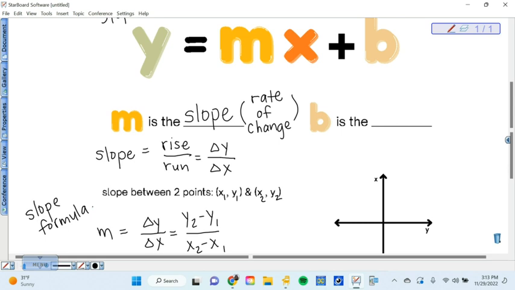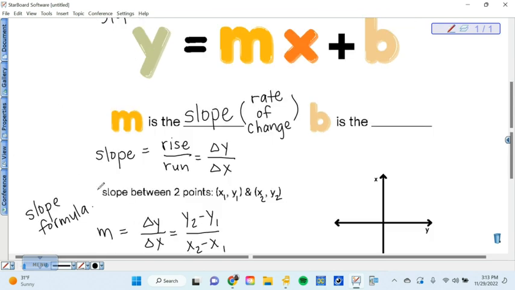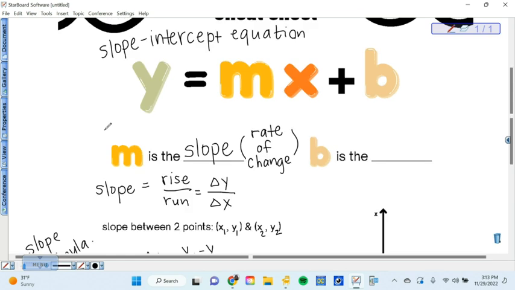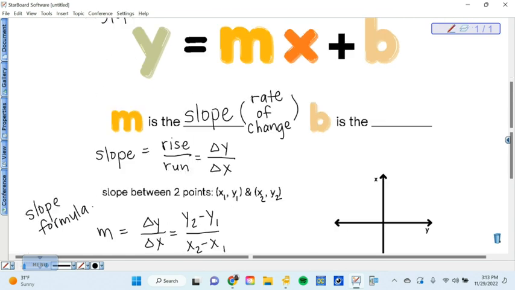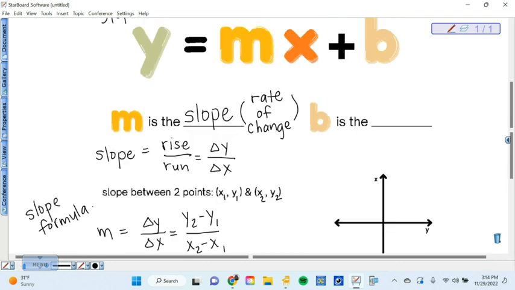Sometimes people get confused and kind of interchange slope-intercept equation and slope formula. So I just want to make sure you know the difference. Y equals mx plus b is slope-intercept form. This y2 minus y1 over x2 minus x1, that's our slope formula. Cool? Okay, so m is the slope. What is b in our equation? Yes, y-intercept.